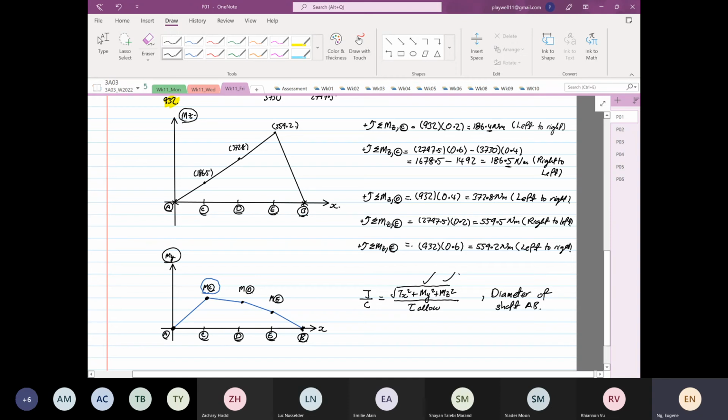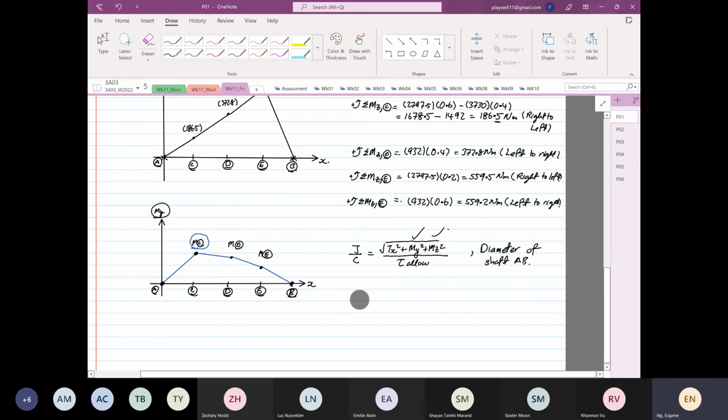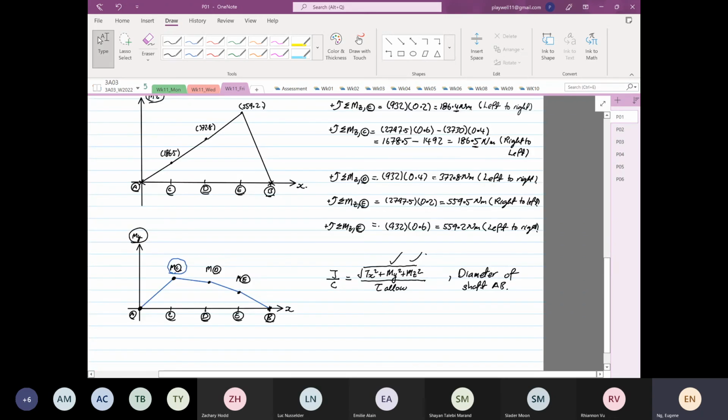Next is the torque at X. Okay, so the torque at X we have more or less calculated already. Okay, so what is it? Okay, I'll let you guys copy this first.